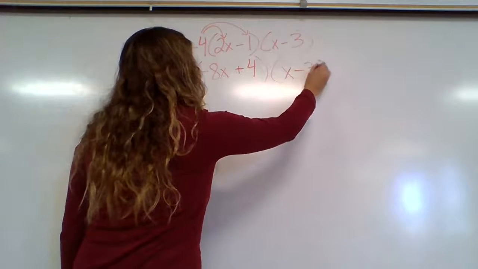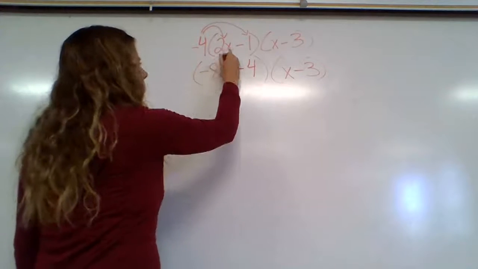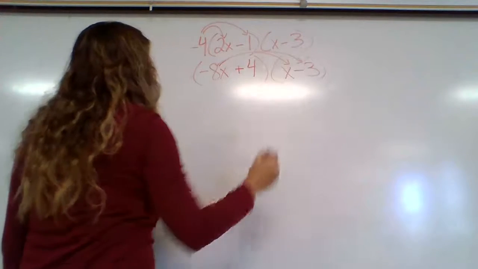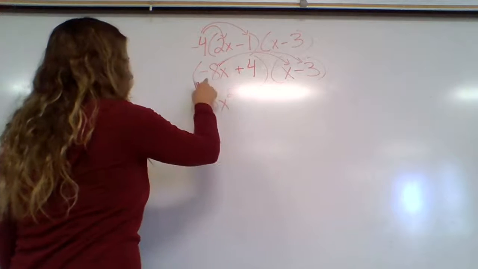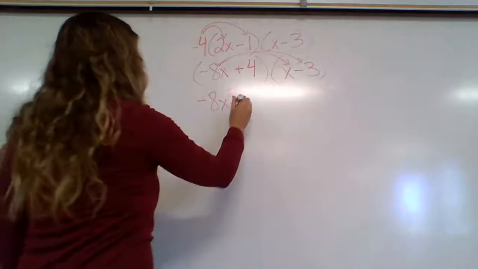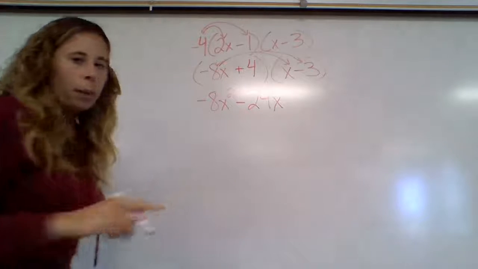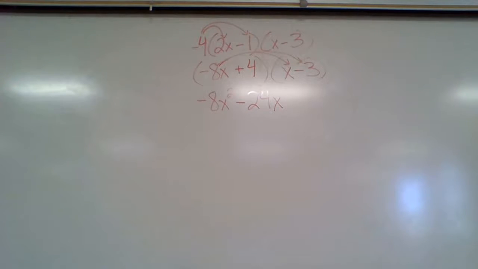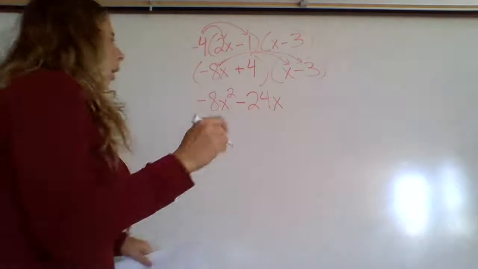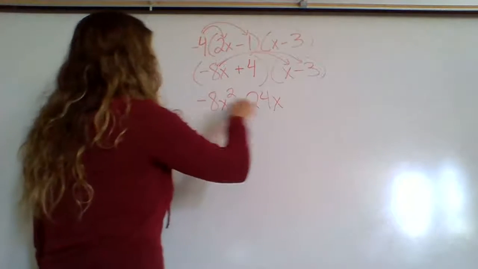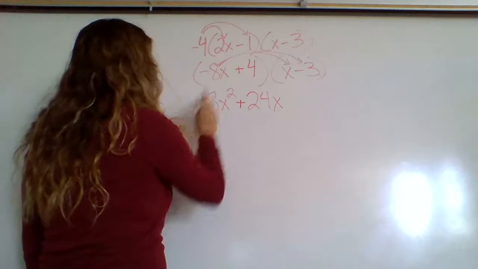Let's multiply it by x minus 3. So once again, ignore your 4. Distribute your -8x. So -8x times x, and -8x times -3. It's not -24x. Negative times a negative is positive. Okay? And then we're done with -8x.